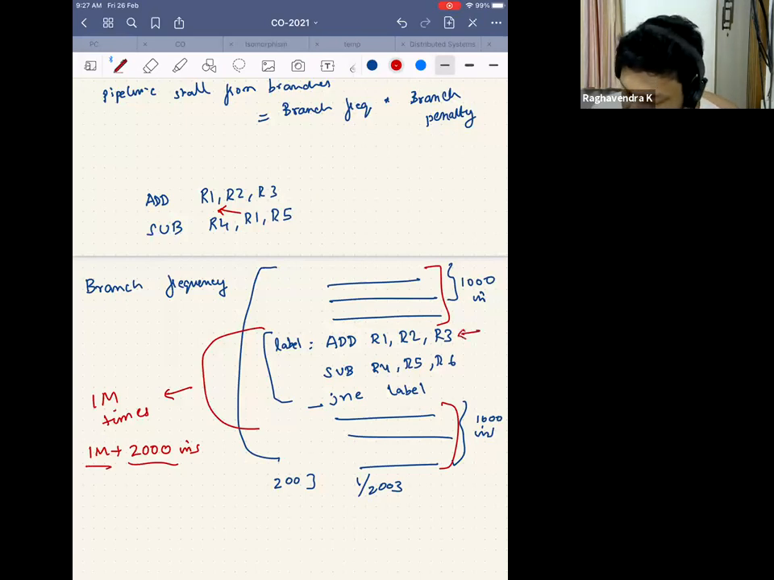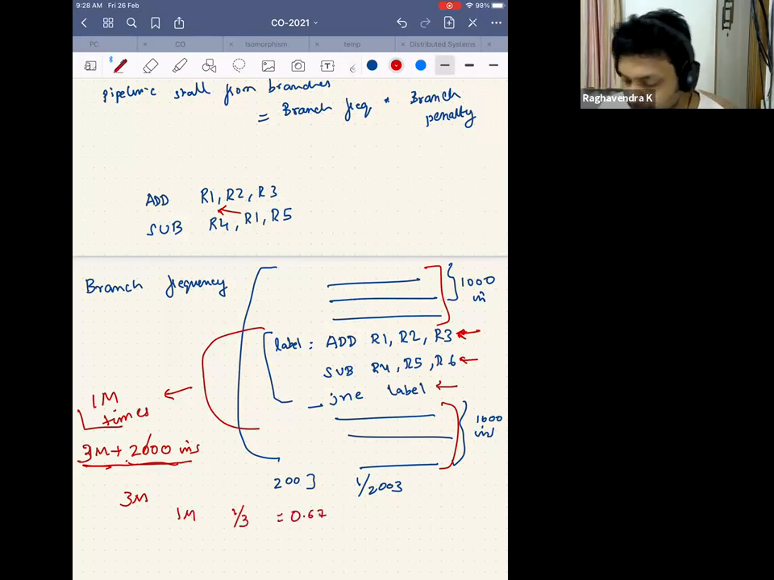Sorry, this is 3 million. Because this loop was executing 1 million times, this was executed 1 million times, this was executed 1 million times, and this was executed 1 million times. This is still 1000 times. So the total number of instructions that the pipeline executed is 3 million plus 2000. Since 3 million is a huge number, I will anyway forget this. Among the 3 million instructions this pipeline saw for this instruction stream, 1 million is branch. So the branch frequency is 1 by 3, I can easily say that it's 0.33.